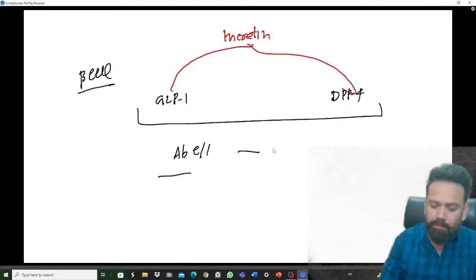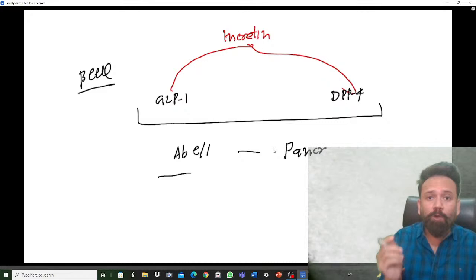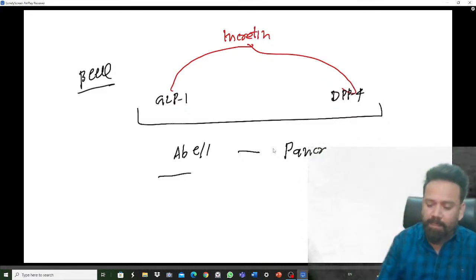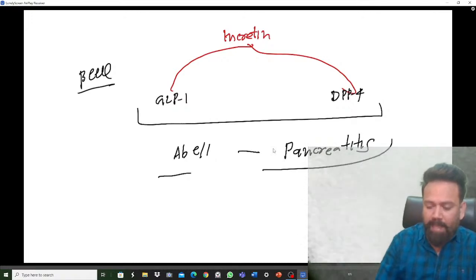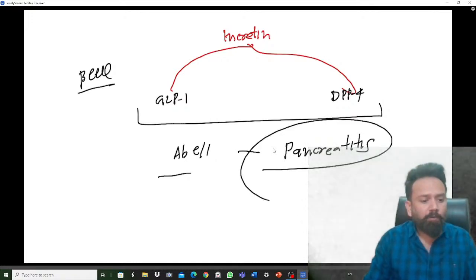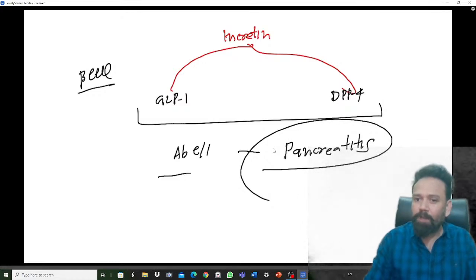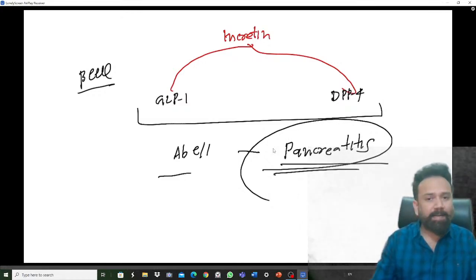Absolute contraindication: pancreatitis. Already you are irritating the pancreas, and if someone is already having pancreatitis, it should not be given. The absolute contraindication for these incretin drugs will be pancreatitis.